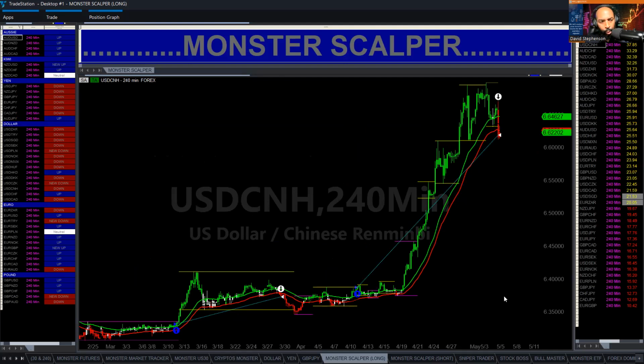Those of you who did not capture these moves, learn from this. Learn from these moves. There will be another rotation. And for the next rotation, just tell yourself that you're not going to miss it, whether it's the Aussie pairs, New Zealand pairs, Euro pairs, pound pairs, yen pairs, or even the dollar pairs. Make your mind up that you're not going to miss the next big trade.